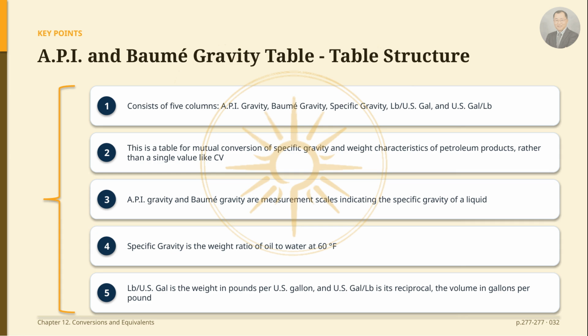Both API and Boehme degrees are measurement scales used to express the specific gravity of liquids, and specific gravity refers to the ratio of the weight of oil at 60 degrees Fahrenheit to the weight of an equal volume of water. Using this table, you can convert the specific gravity of petroleum products and their weight per unit volume.